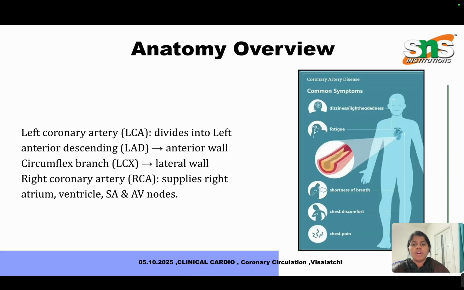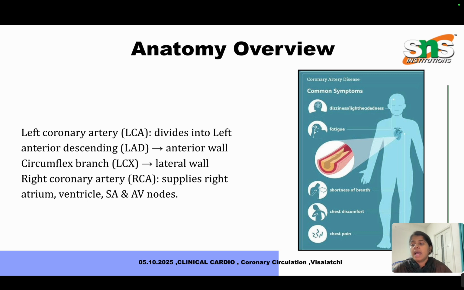So what are the main arteries? Coming to the anatomy overview, let's break down the major arteries. The left coronary artery, that is LCA in short, divides into two key branches. The first one is the left anterior descending, that is LAD, which supplies the anterior wall and septum. The second one is the left circumflex, that is LCX, which supplies the lateral wall.